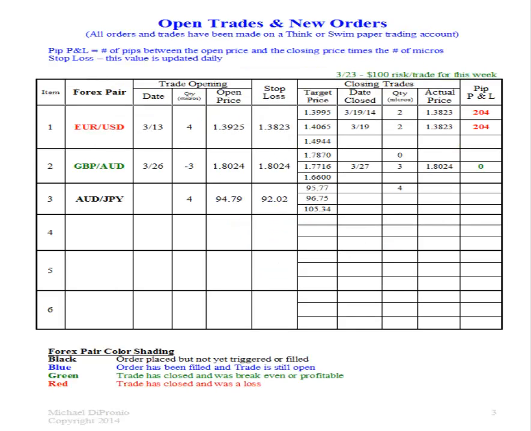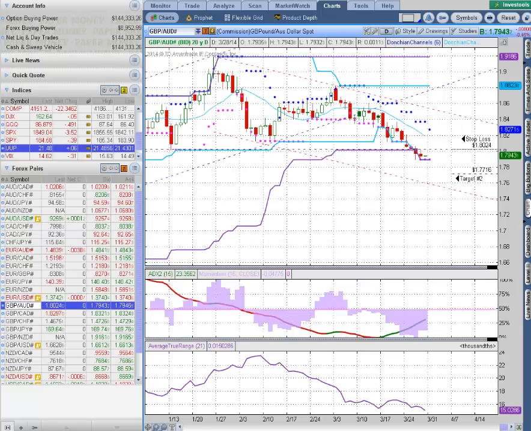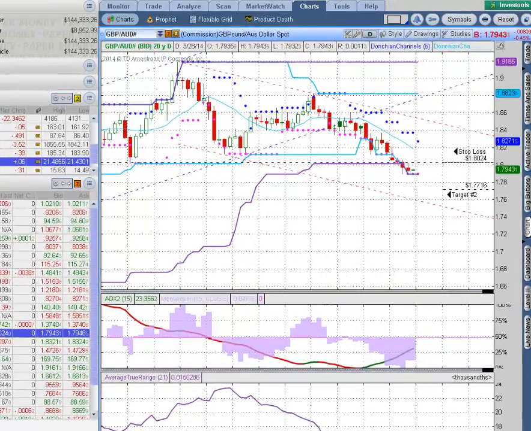Here's our trade summary chart for March. For open trades, the pound Aussie dollar trade closed at break even when our stop was hit. For new orders, an order was placed to buy 4 micros of the Aussie dollar yen at 94.79. Target number 1 is 95.77 and our stop loss is at 92.02.